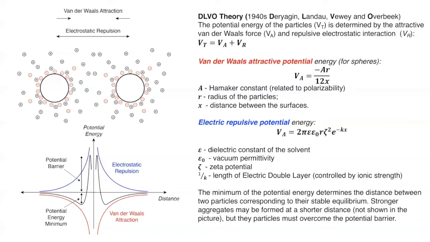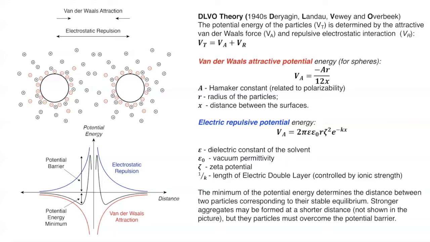Now, there's also the electric repulsive potential, which is a slightly more complicated potential, but it's related to the dielectric constant of the medium, the separation between the particles, and then this zeta potential squared. So zeta potential, again, remember, is this concentration of charge or electric potential within the slipping plane.